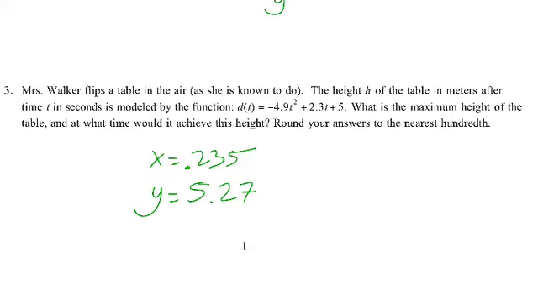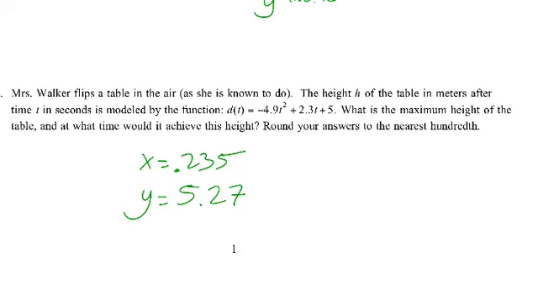Now, those don't do us any good until we pay attention to what we're actually talking about. Instead of x, we're actually talking about time t. Instead of y, we're actually talking about height or distance, which we call h. Now, for time t in seconds, we're asked to round to the nearest hundredth.